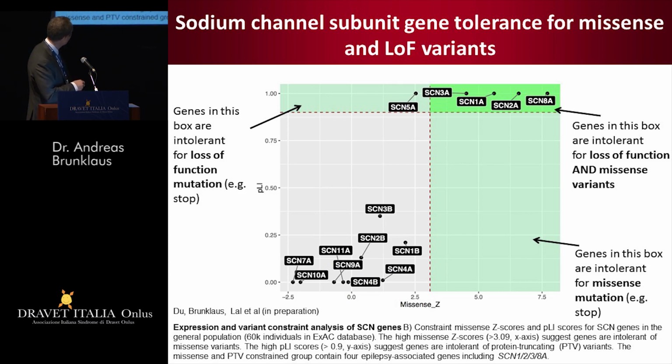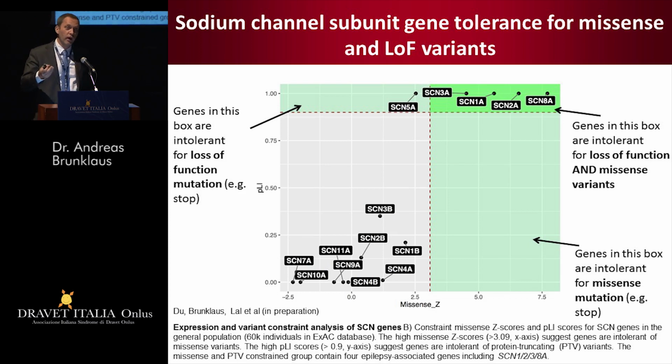What's really important is this group over here, in the top right corner, is intolerant for any missense or loss of function variants. And that's really important because these are all the genes that we're interested in: SCN1A, 2A, 8A, 3A, and SCN5A as well. These are genes where, if you find a variant in an individual, the likelihood that this is disease-causing is quite high, if you compare it to all the other variants. For example, a good example is SCN2A.